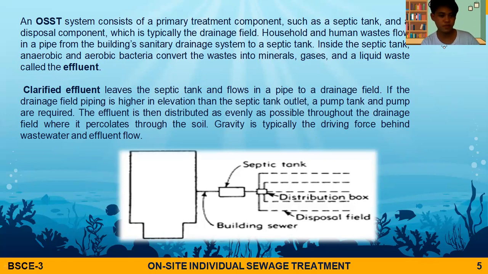Clarified effluent leaves the septic tank and flows in a pipe to a drainage field. If the drainage field's piping is higher in elevation than the septic tank outlet, a pump tank and pump are required. The effluent is distributed as evenly as possible throughout the drainage field, where it percolates through the soil. Gravity is typically the driving force behind wastewater and effluent flow.